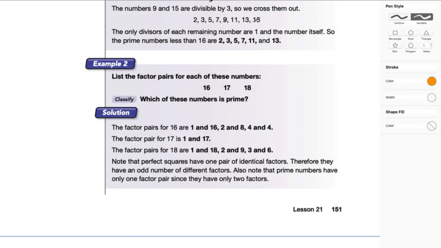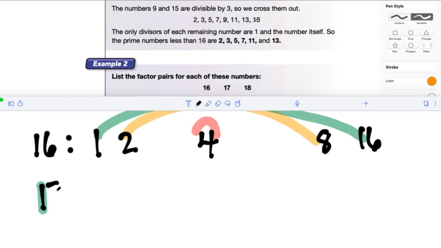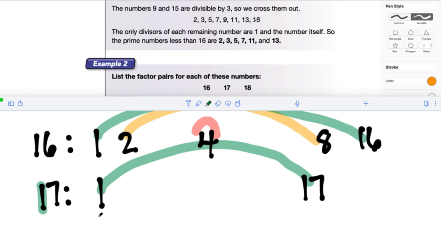Let's go ahead and make a factor rainbow for the next one. So the next number is 17, and my factor rainbow, or my list of factors, let me use a proper pen. I used the wrong thing here. So my number 17, if I think about numbers that multiply to give me 17, I know 1 and 17. 2 doesn't go in there. 3 doesn't. 4 doesn't. 5 doesn't. 6, 7, you see where we're going. It's a very sad rainbow. 17 is a prime number.